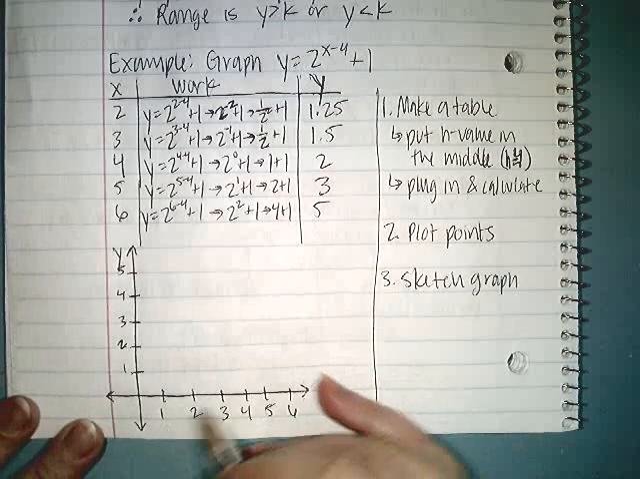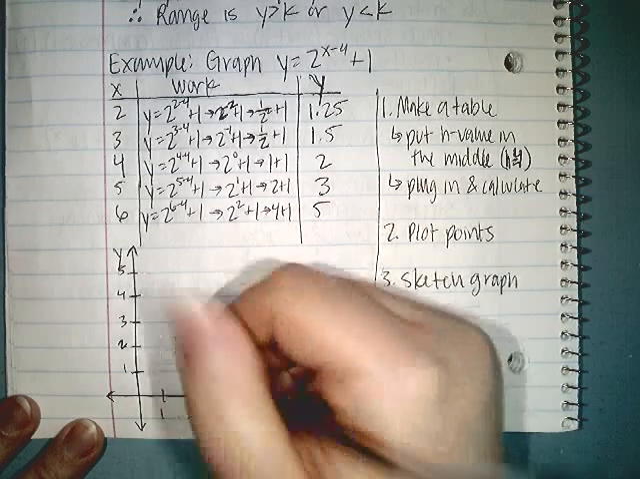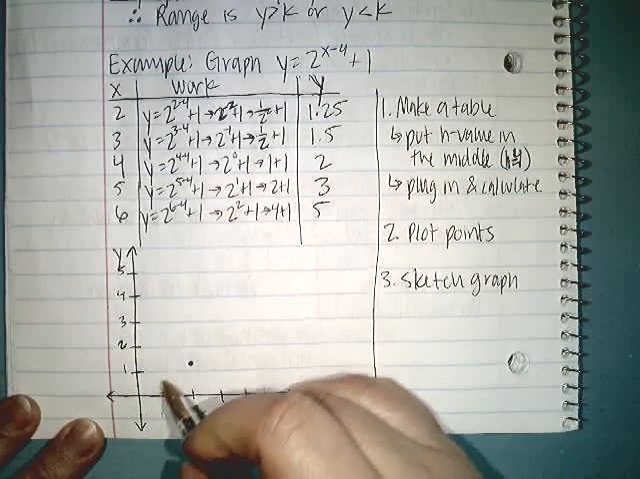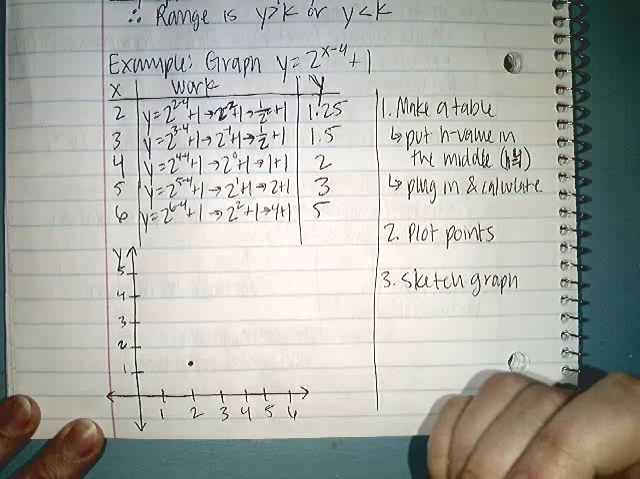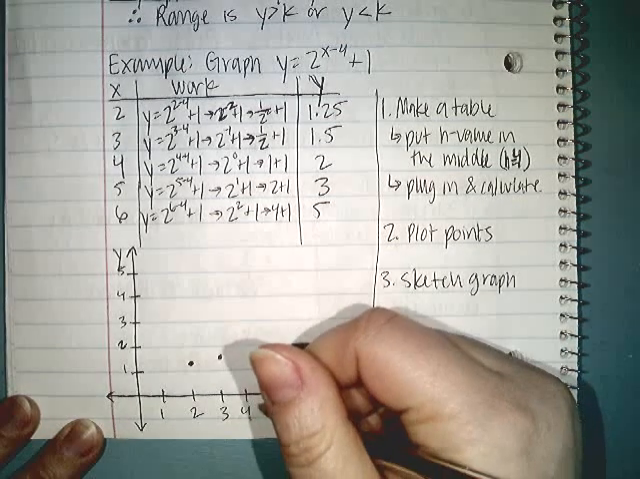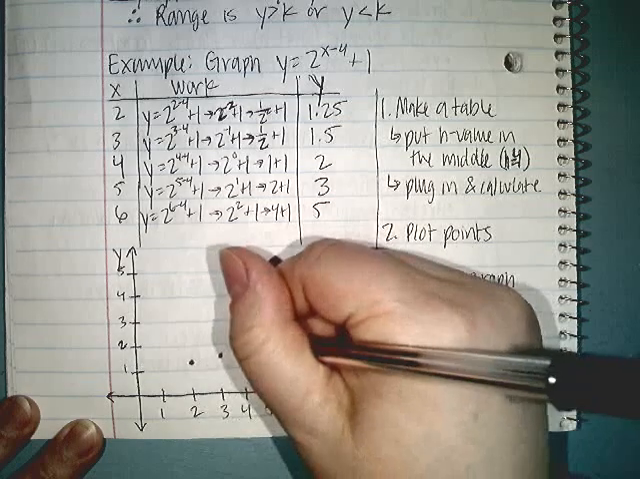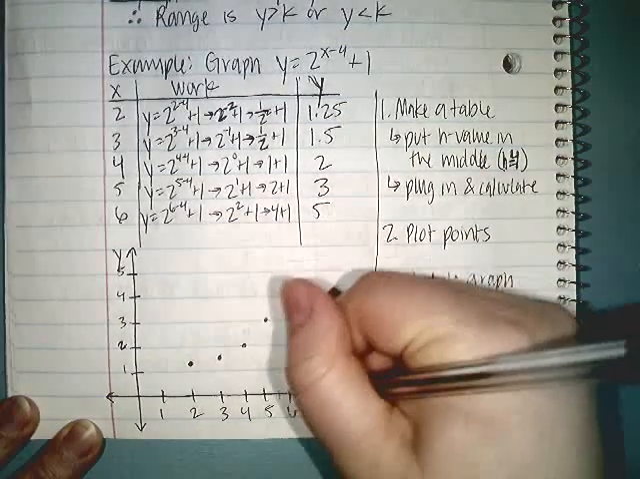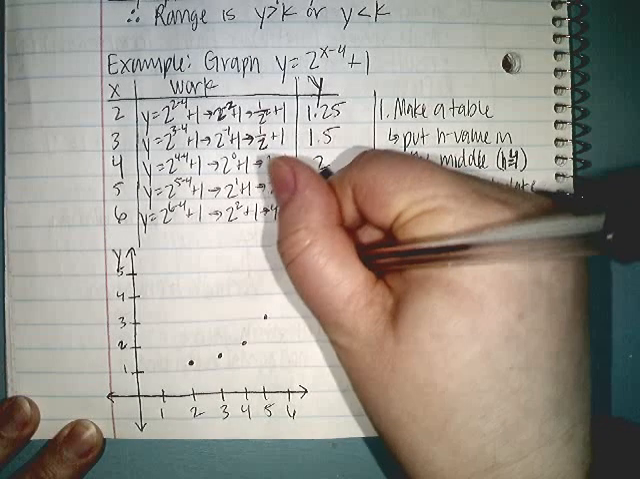So now I go to 2, and I have 1.25, so that's going to be about a quarter of the way through 1 to 2. 3 is going to be 1.5, so very slightly above that. 4 is going to be at 2. 5 is going to be at 3. And then 6 is going to be up here at 5.